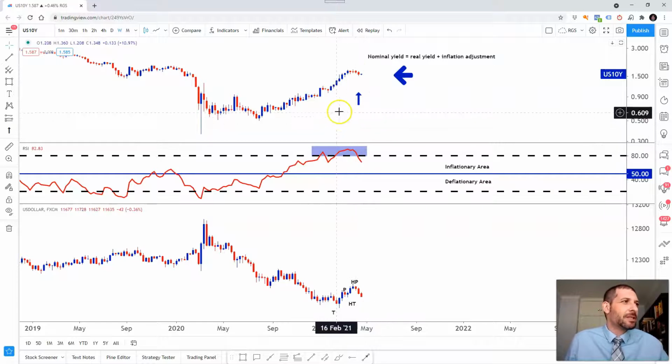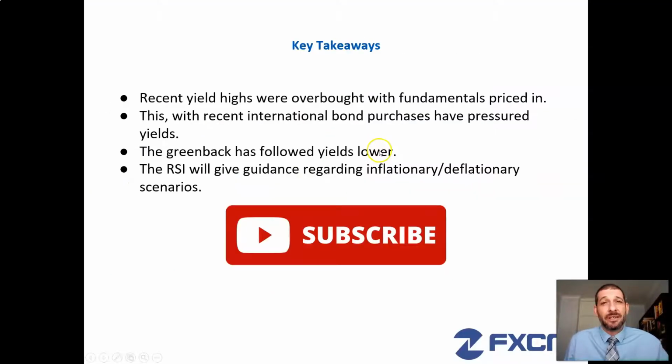Let's just end off with some key takeaways. Recent yield highs were overbought and fundamentals were priced in. This, with recent international bond purchases, have pressured yields. The greenback has followed the yields lower, and we're looking at the RSI. It will give us guidance regarding the inflationary, deflationary scenarios.